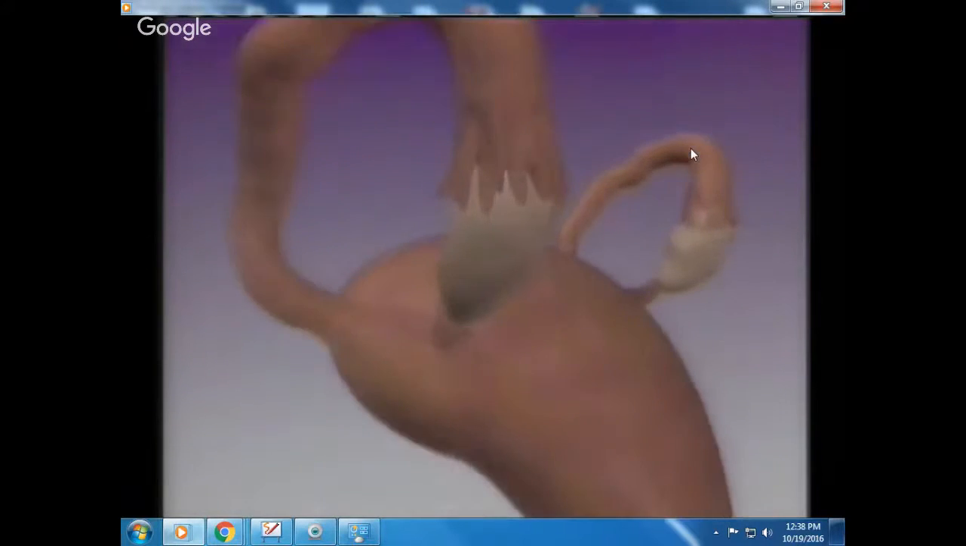The eggs are held in the woman's ovaries, the almond-shaped organs connected to the uterus by the fallopian tubes or oviducts.